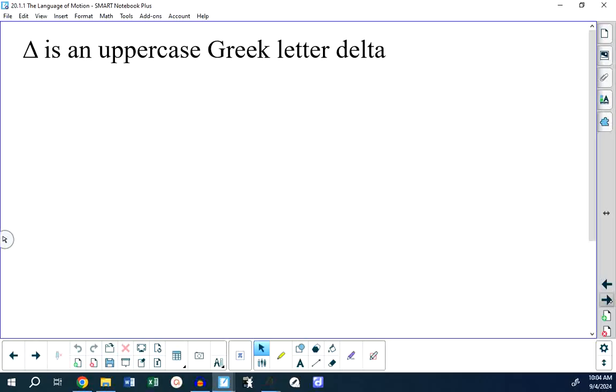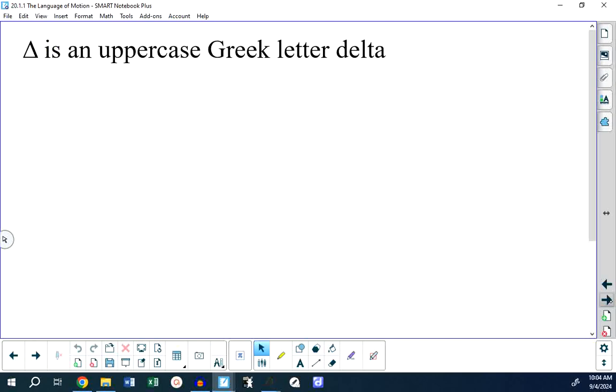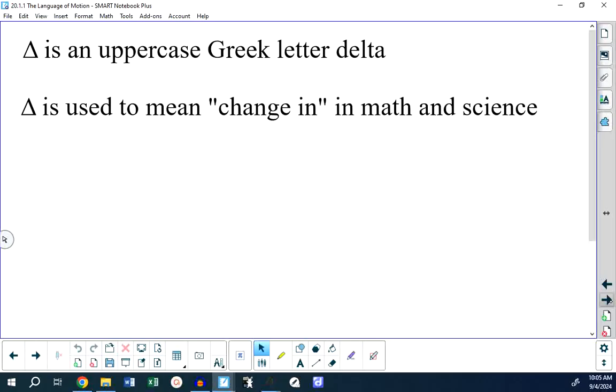So I want to talk about the word change, because I said over here that displacement is the change in position. And this is not in your notes, but you need to know it. Whether you write it down or just mentally make an image in your head of it, that's fine. You've seen this triangle before, and it means delta. It's read as delta because it's a Greek letter. It happens to be the capital Greek letter delta. It's like our D, kind of. And we use that almost exclusively in math and science to mean the change in a quantity.